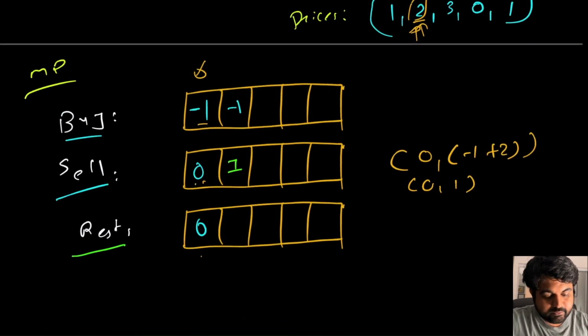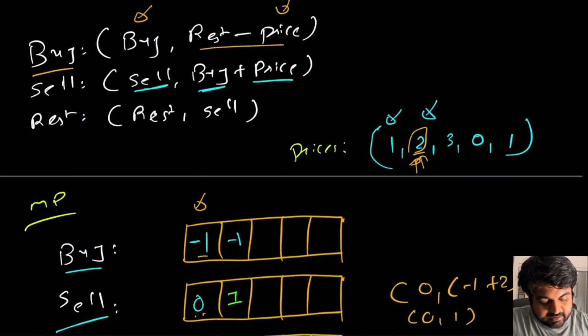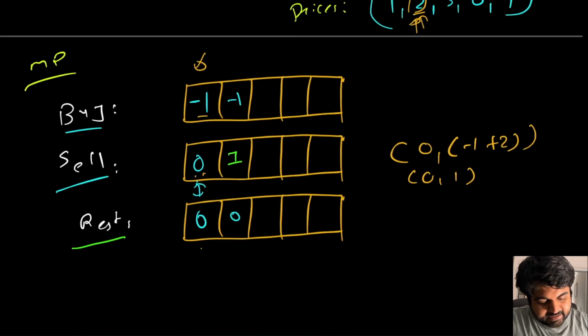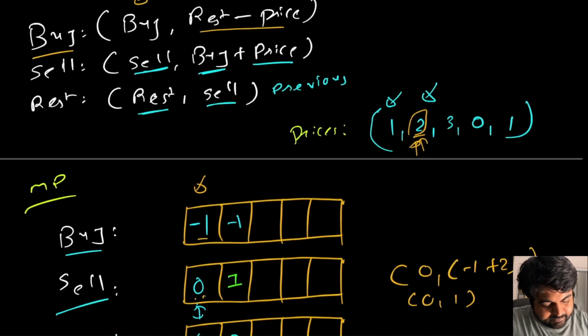Same way, if we decide to rest today, then we are comparing two values: the previous profit made on rest and the previous profit made on sell. Both of these are previous because we are simply not doing any transactions, we are just resting, so both are 0. So the maximum profit we can make by resting today is also going to be 0. Next, what is the maximum profit we can make when the price is 3?